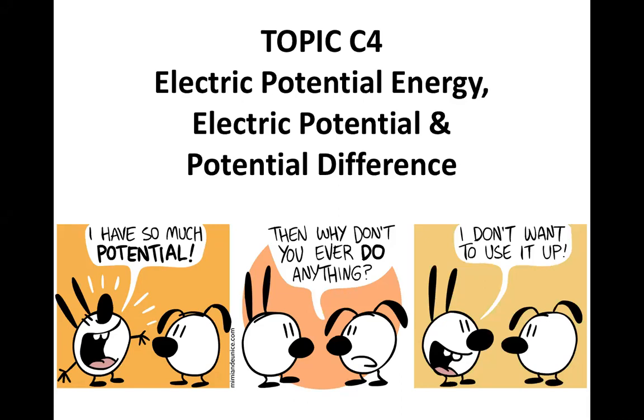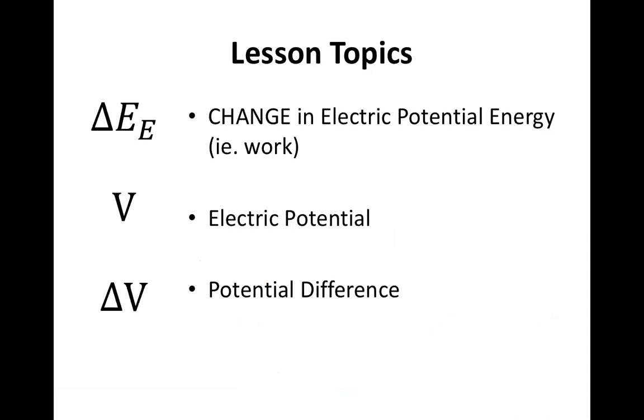This video is on topic C4, electric potential energy changes, electric potential and potential difference. So obviously there are a lot of terms that sound the same. So let's put them beside each other and take a look at how they're different. So in this lesson we're going to be talking about change in electric potential energy, so that's delta EE or work. Electric potential, which is V. Electric potential difference, which is delta V.